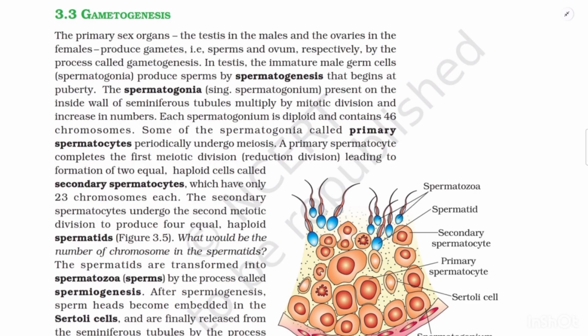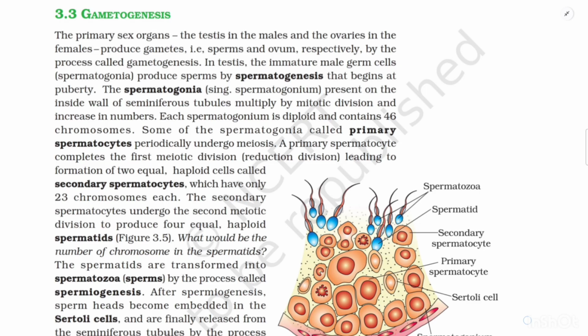In testes, the immature male germ cells, that is, spermatogonia, produce sperms by spermatogenesis that begins at puberty. The spermatogonia, singular spermatogonium, present on the inside wall of seminiferous tubules, multiply by mitotic division and increase in numbers. Each spermatogonium is diploid and contains 46 chromosomes. Some of the spermatogonia, called primary spermatocytes, periodically undergo meiosis.